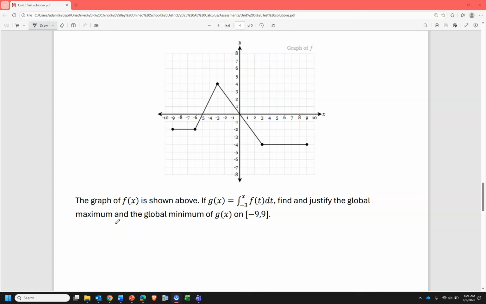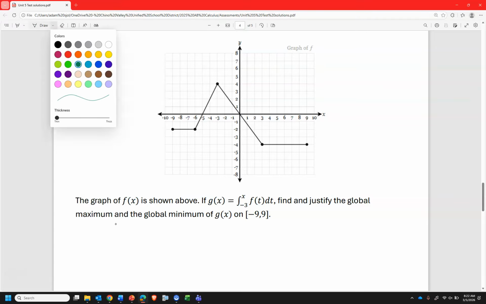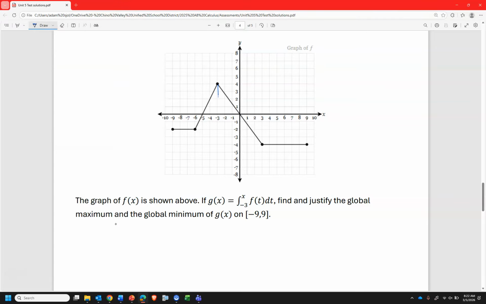For the fourth page, the graph of f is shown above. G is the definite integral from -3 to x of f of t dt. So I always want to make sure I'm marking where we're starting that. Find and justify the global maximum and global minimum of G.